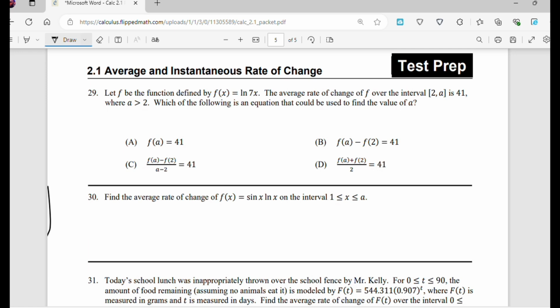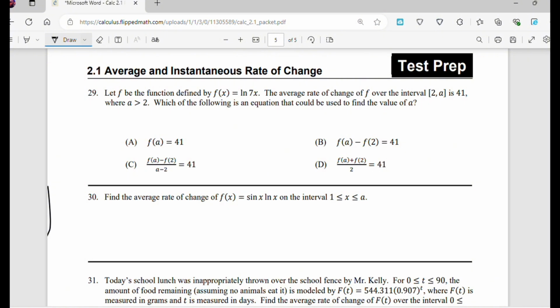Next problem, number 29. Let f be the function defined by f of x equals ln 7x. The average rate of change of f over the interval 2, a is 41, where a is greater than 2. Which of the following is an equation that could be used to find the value of a? Okay, value of a. All right, average rate of change. We're given very useful information here.